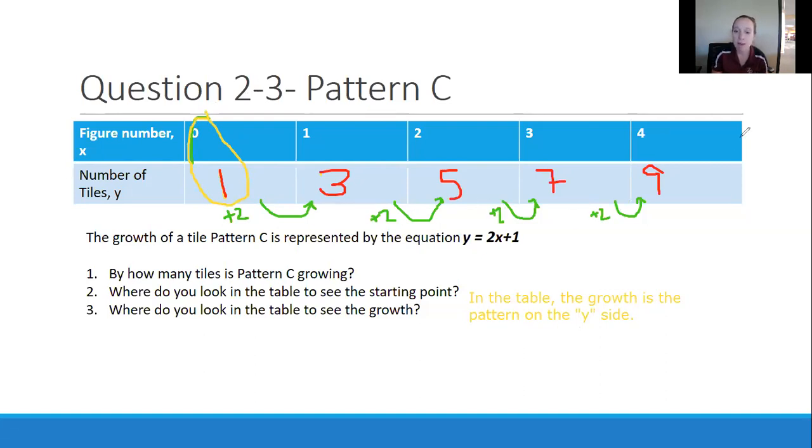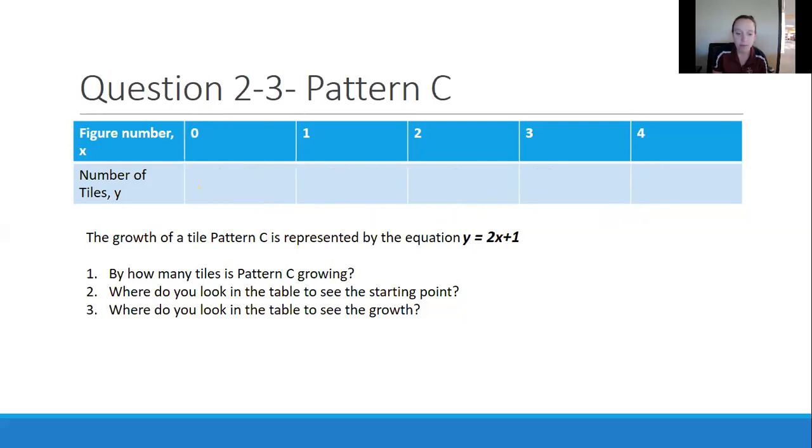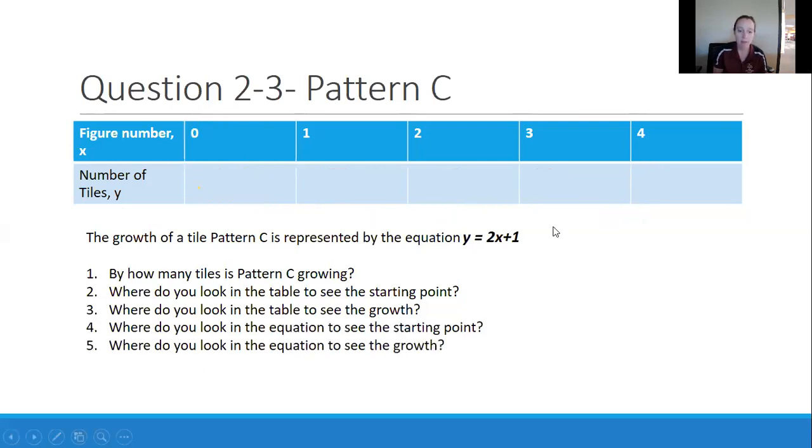Okay, let's answer that last couple of questions. All right, I'm going to answer 4 and 5 together. So we know from question 2 that the starting point is 1 and the growth is 2. Well, where do you see that in the equation? So I'm going to highlight, this is the equation. Where do you see the growth in the equation? And then where do you see the y-intercept in the equation? Okay, well, hopefully you can see it where the 2 and the 1 are.